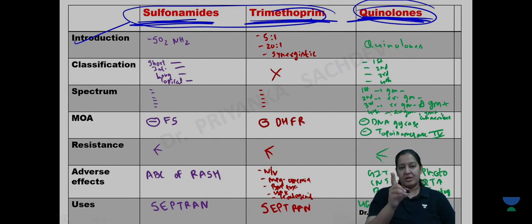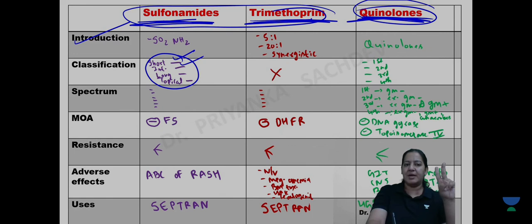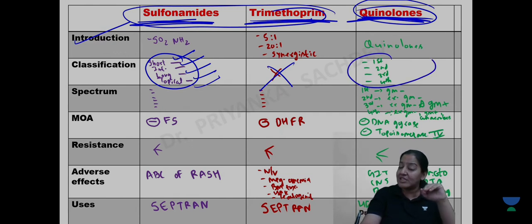You should know the classification. Sulfonamide's classification is based on duration of action: short acting, intermediate acting, long acting, topical and special. Trimethoprim doesn't have any classification. Quinolone's classification is based on the spectrum: first generation, second generation, third generation, fourth generation.